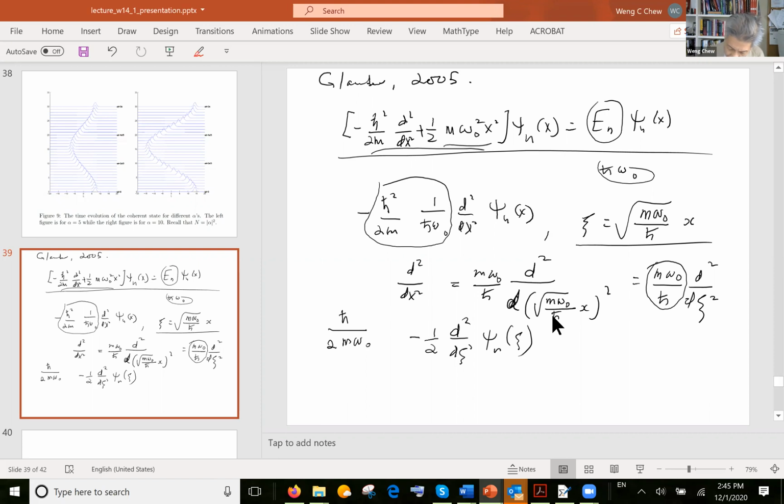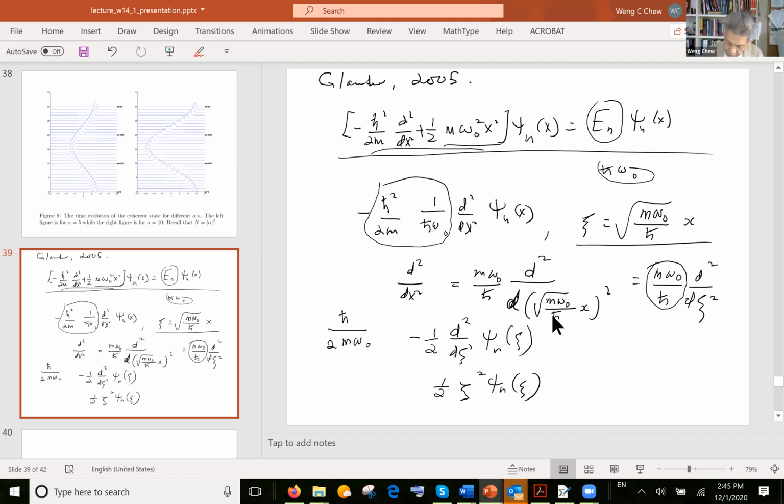I can do the same thing to the second term as well. It would become one half zeta squared. Let me write it properly. I wouldn't go through the detail, but I could use the same trick by using this change of variable. Then the second term would just become that.